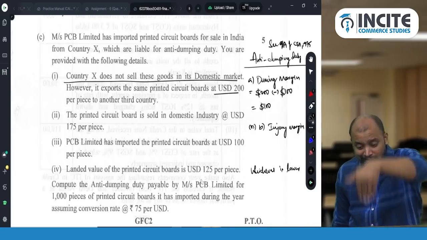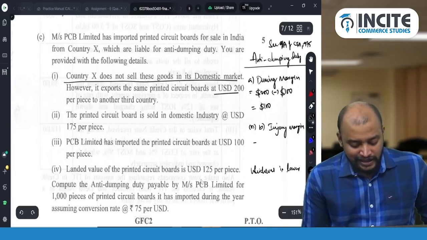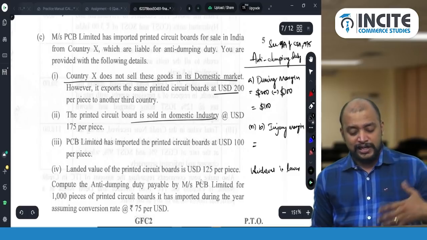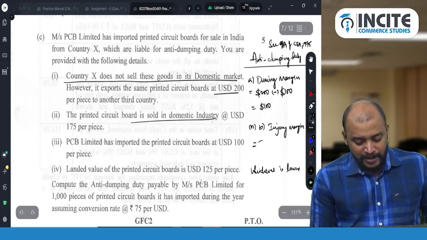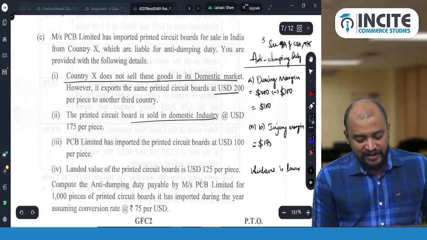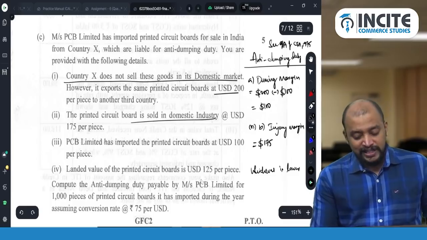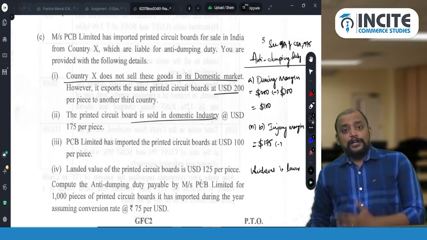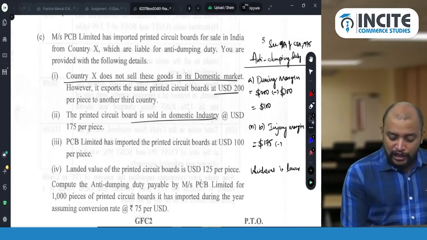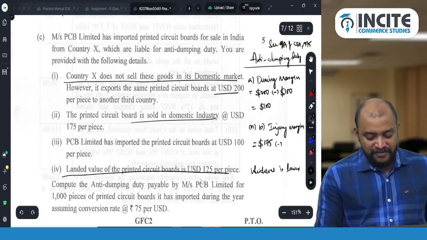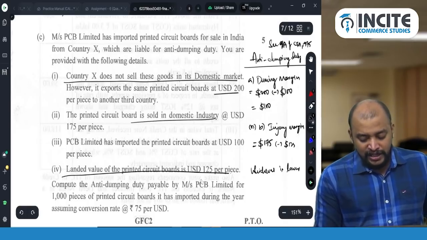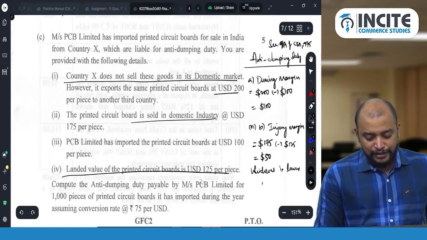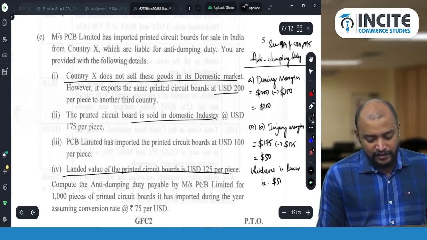What is the normal selling price in India? The printed circuit board is sold in the domestic industry at the rate of $175 per piece. So $175 minus the landed value of the imported goods. The landed value of the printed circuit board is $125 per piece. That will be equal to $50. Whichever is lower, that $50 will be taken.